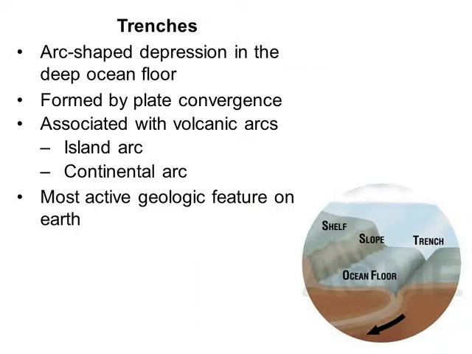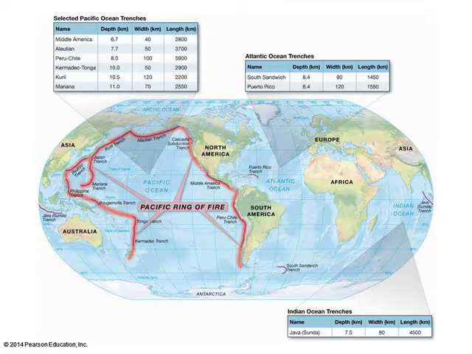Then you have trenches. Your trenches will be formed when you have subduction zones, where you have convergent plate boundaries. And typically, trenches are associated with either island arcs or continental arcs, depending on what the two plates are that are interacting, whether it's two oceanic plates or an oceanic and continental plate. These features are very active, and typically when you have an island arc, you tend to have very deep trenches associated with those. So there's that.